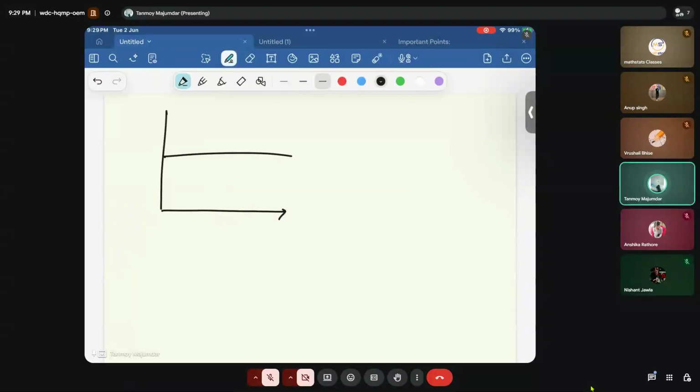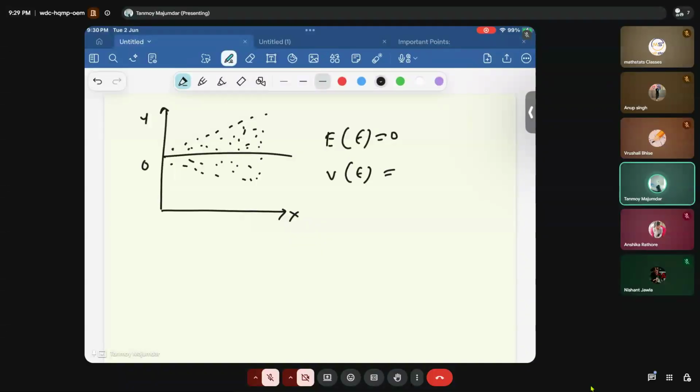Suppose this is our x, this is our y, this is 0, and the points are like this. So here, if you see the expected value, the expectation of epsilon is 0, because whatever is on the negative side will also be on the positive side, so gradually it goes toward 0, the expected value becomes 0, if you sum you will get 0. Okay, but the variance of epsilon is not equal to sigma square.